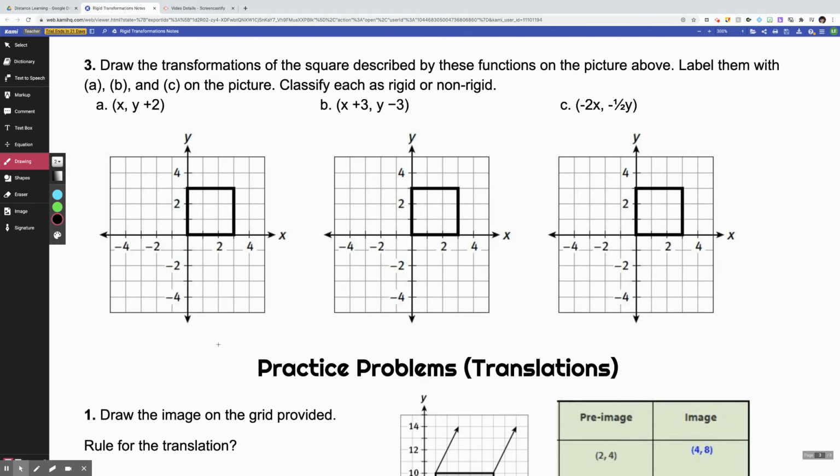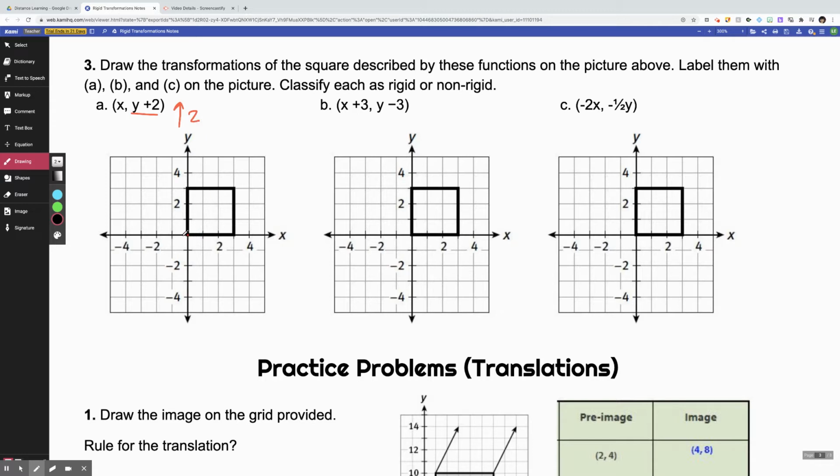Then here we have the same shape, but we want to draw what these functions are telling us to do here. Let's go with like a bright red here. Okay, so in this first one, my output is X, so I'm not doing anything to X. I'm not moving left or right at all, but I have Y plus 2. So I'm going to take my entire shape and move it up 2 units, right?